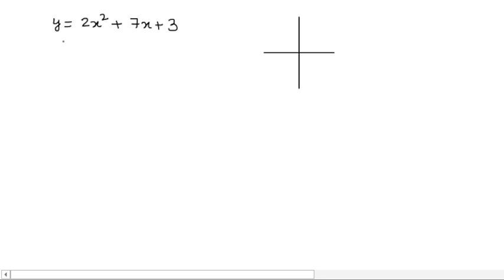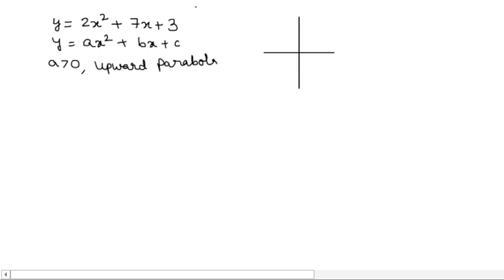This is an equation of a parabola in general form, and the general form is y is equal to ax squared plus bx plus c, where a, b, c are constants. If you look at the equation of this parabola, the value of a is 2. So when the value of a is greater than 0, it means that it is an upward parabola.